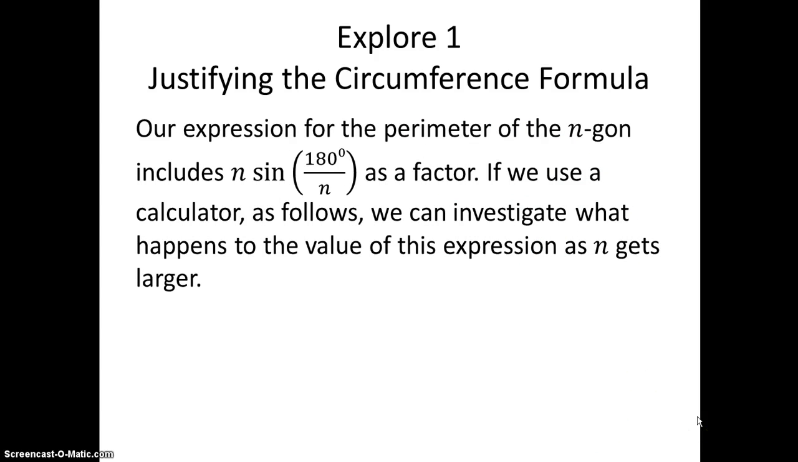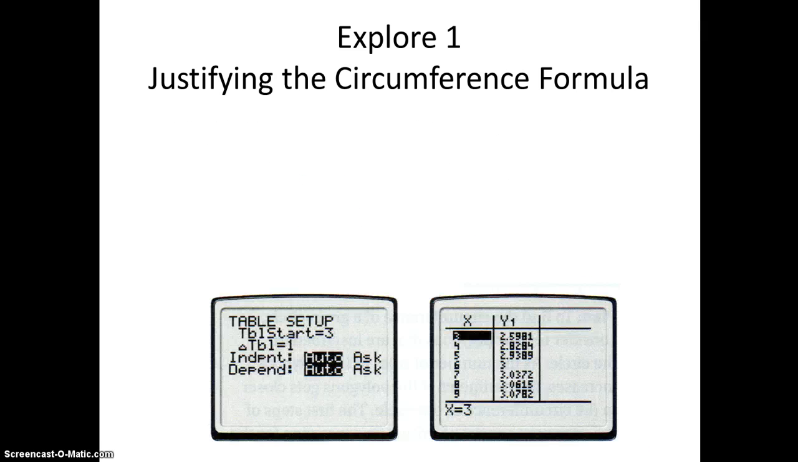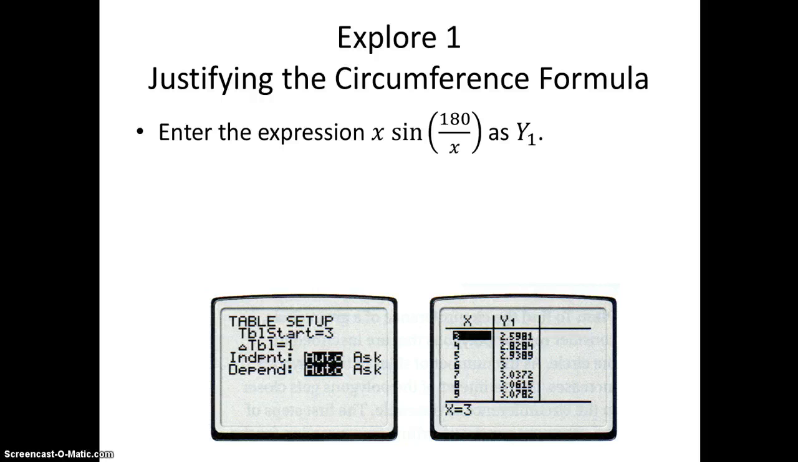Now, our expression for the perimeter of the N-Gon includes this expression here as a factor. If we use a calculator as follows, we can investigate what happens to the value of this expression as n gets larger and larger. So this is how we do it using the calculator. I'm interested in what happens to this expression here as n, or x in this case, gets larger. Well, this is what you do.